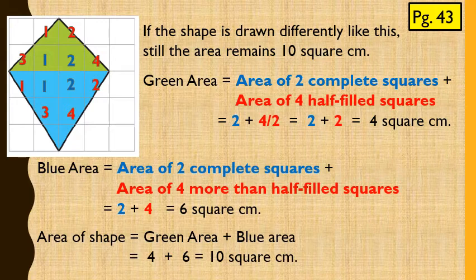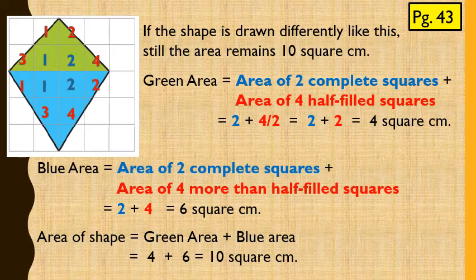Another shape is shown here. If the shape is drawn differently like this one, still the area remains same, that is 10 square centimeter. Let us check. Green area is area of 2 complete squares plus area of 4 half filled squares. So 2 plus 2, because 4 half filled squares make 2 full squares. So that is 4 square centimeter. So green area is 4 square centimeter.